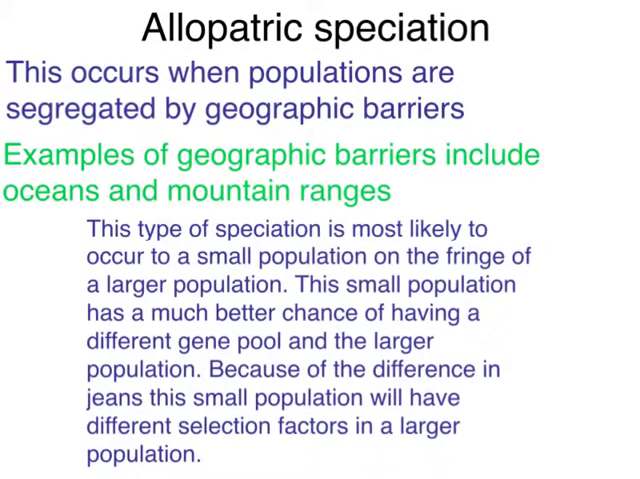Sorry about the typo, that should say "than the larger population." Because of the difference in genes, another little typo, that should be genes as in genetics, this small population will have different selection factors than the larger population.